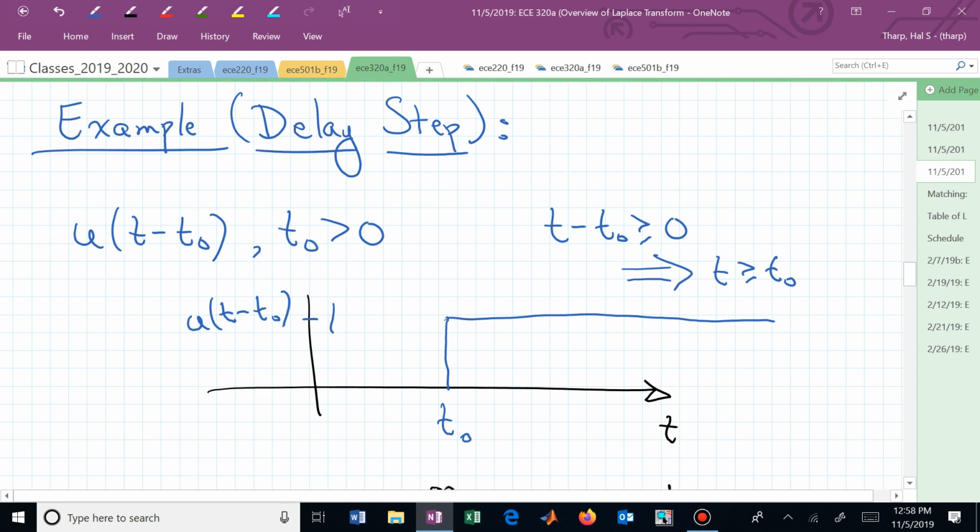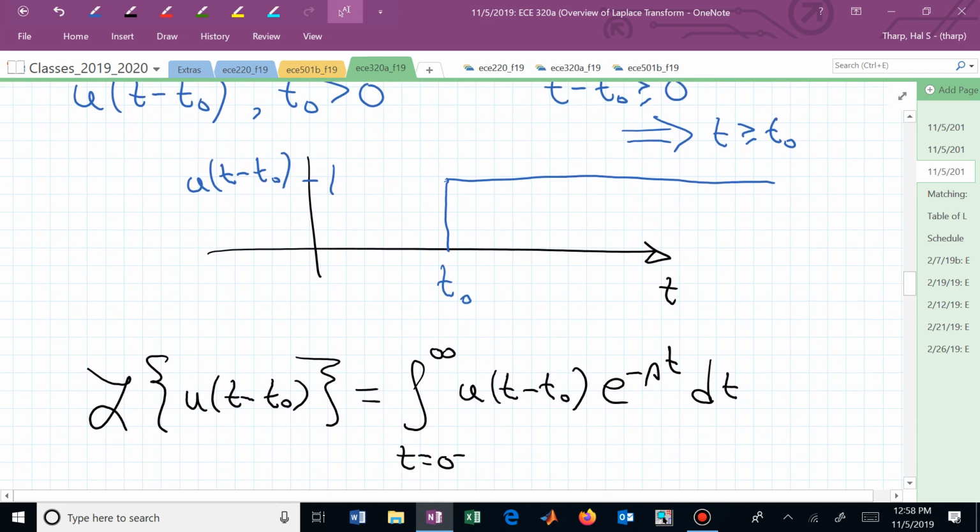We want to now Laplace transform that. And let's just use the definition. That's now the integral from 0 minus to infinity, integrating with respect to time, of the function scaled by e to the minus st. And we're integrating over time.